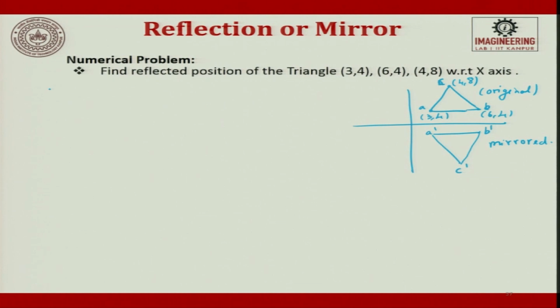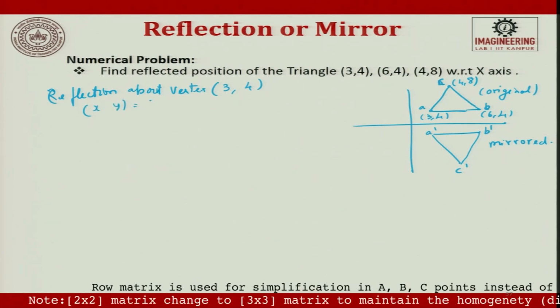So, reflection about vertex 3, 4 is x, y, 3, 4 into 1, 0, 0, 0, minus 1, 0, 0, 0, 1. So, what I get is 3, minus 4, right. So, then the next point is going to be x, y, which is nothing but 6, 4.